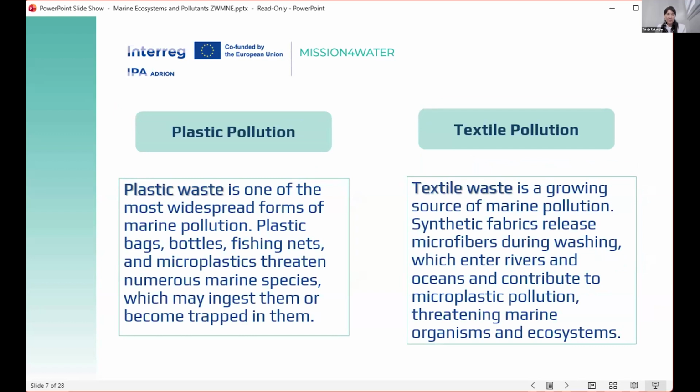Here we'll talk about plastic pollution and textile pollution. Plastic pollution caused by plastic waste is one of the most widespread forms of marine pollution. We can often see plastic bags, bottles, fishing nets, and microplastic threatening numerous marine species, which may ingest them or become trapped in them. Plastic pollution can cause injuries, starvation, and death in marine animals. In addition, microplastic can enter the food chain and potentially affect both marine life and human health. Textile pollution caused by textile waste is a growing source of marine pollution. Synthetic fabrics release microfibers during washing, which enter rivers and oceans and contribute to microplastic pollution, threatening marine organisms and ecosystems. Next slide.